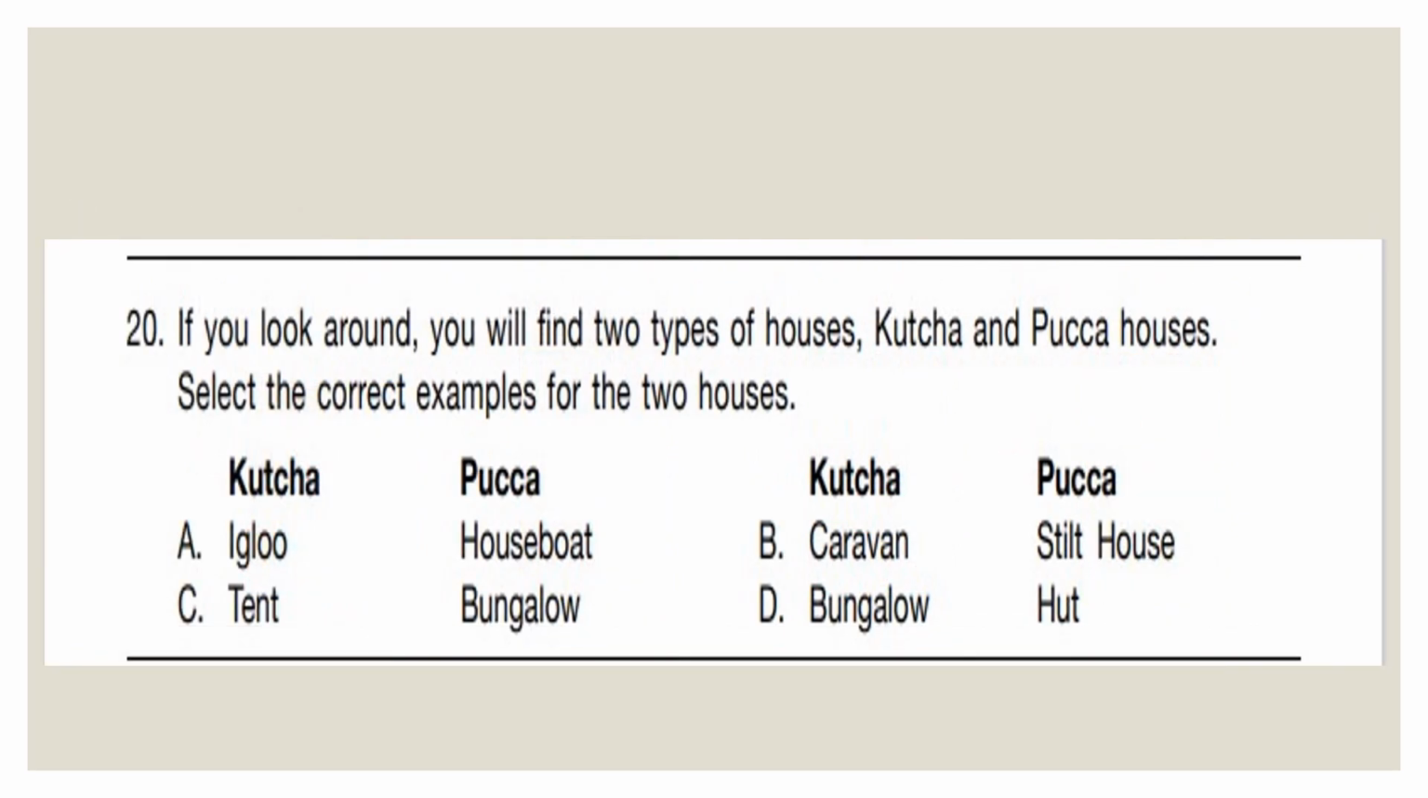Question number 20. If you look around, you will find two types of houses, Kacha house and Pakka house. Select the correct example for the two houses. Kacha house and Pakka house. Option A. Igloo, houseboat. Option B. Karma, stilt house. Option C. Tent, bungalow. Option D. Bungalow, hut. And the correct answer is option C, as a tent is a kacha house and a bungalow is a pakka house.